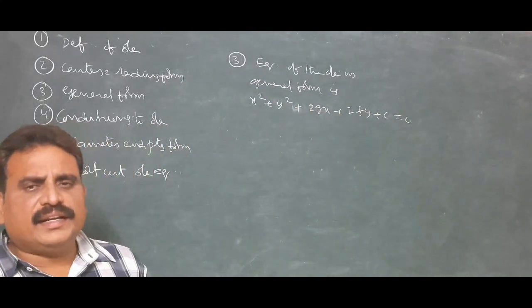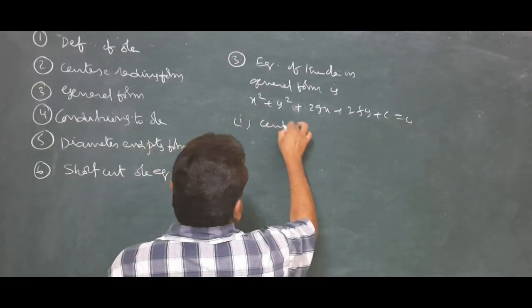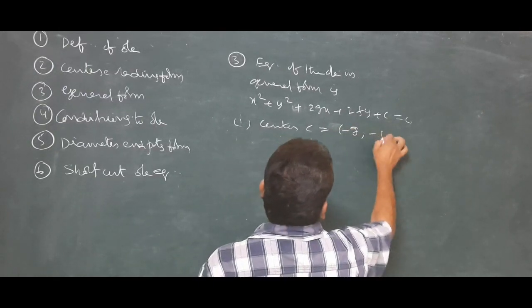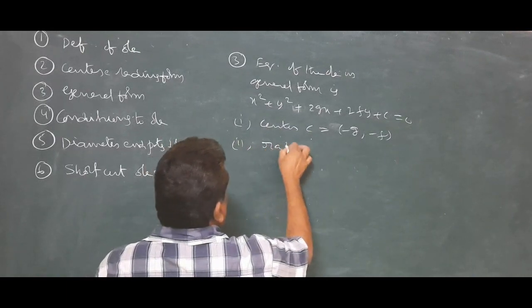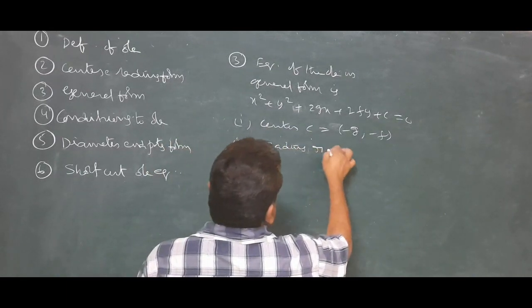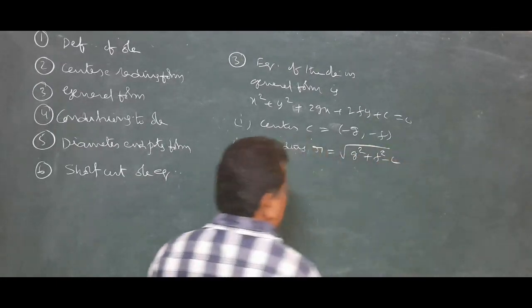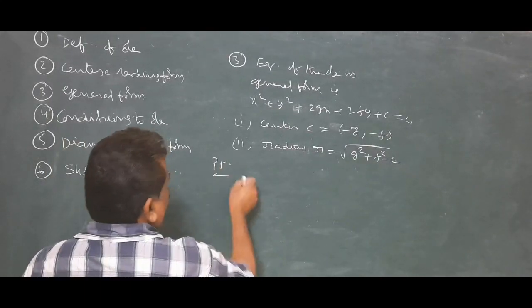Here, what is the center and the radius of that circle? Look here. First one, center C equal to minus g, minus f. Radius r equal to root of g square plus f square minus c. We can easily prove this.